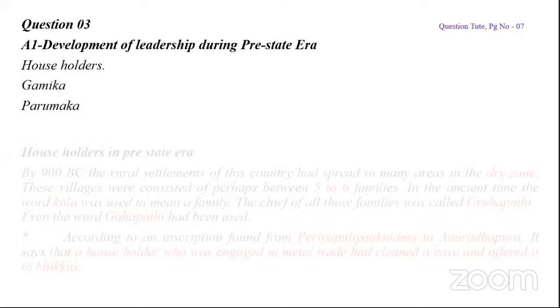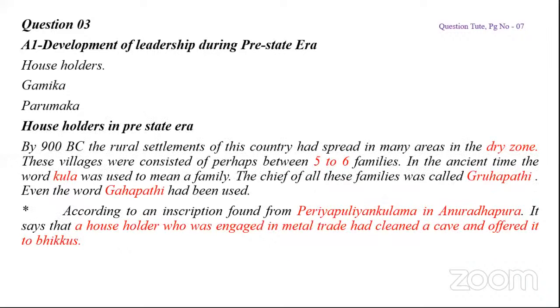Now we'll go to question 3, possible questions: development of leadership during the pre-state era. This is a possible question, but normally they are not giving questions regarding these Gruhapatis and so on. But householders, Gamikas and Paramakas, we have to write. Householders in the pre-state era, page number 7 of the question tube. By 900 BC, the rural settlements of this country had spread in many areas in the dry zone. These villages consisted of perhaps 5 to 6 families.